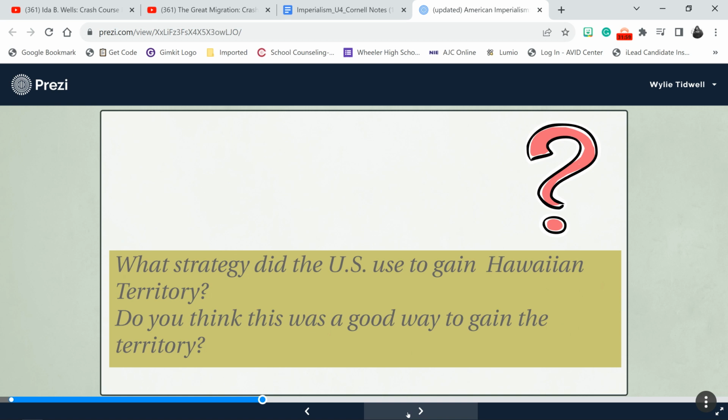So what Quasi is saying is that the United States uses numbers. I'm trying to abbreviate what I think you're saying, okay? They use the U.S. military, that's numbers, right? And then Americans start getting those sugar plantations. So they start getting their foot into Hawaii, right? So then remember like they did in Texas. That's good. All right. Do you think it was a good way to gain the territory, though? Did it work? Morally, you saying is what?